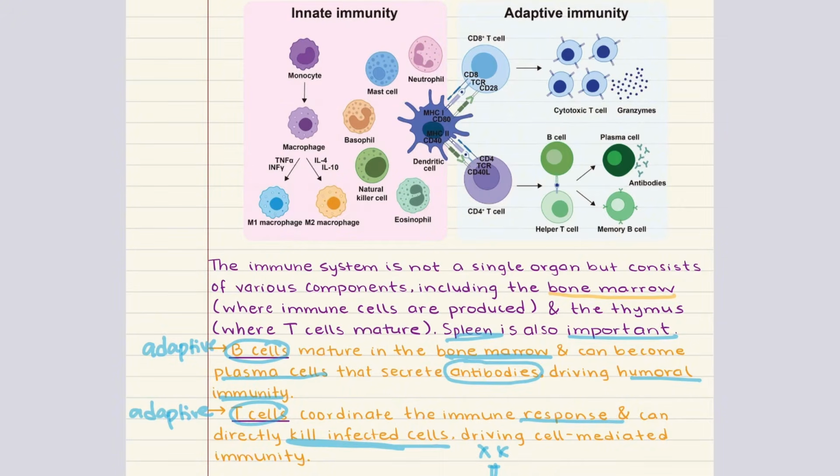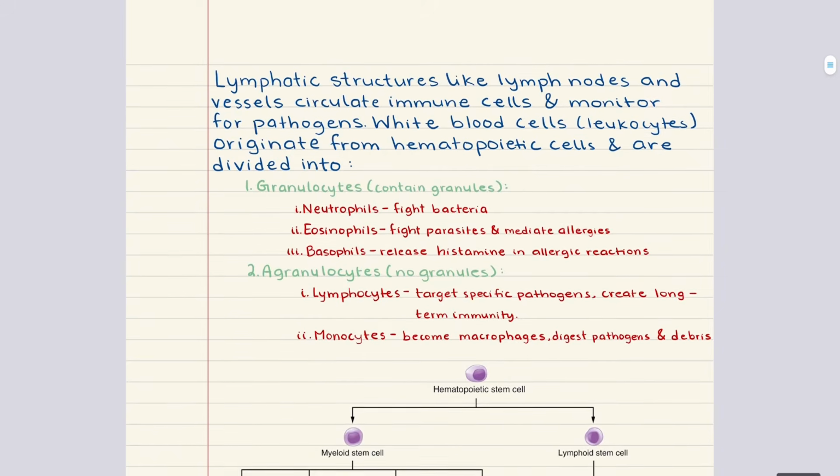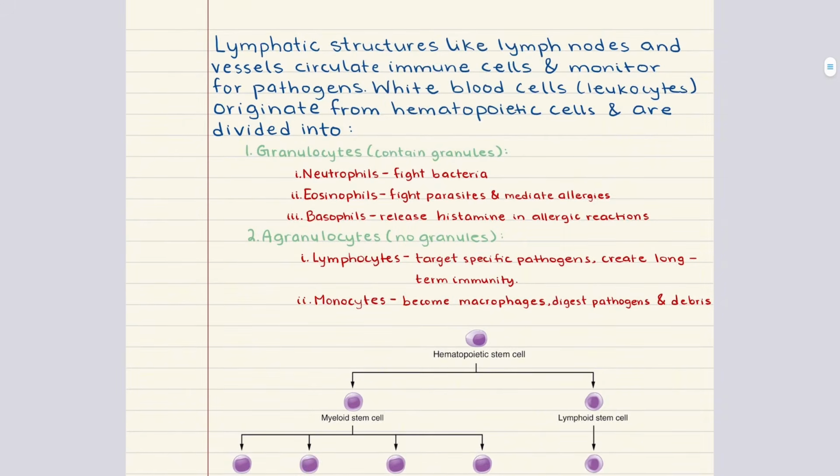Another important structural component of the immune system is the network of lymphatic structures. Lymph nodes and lymphatic vessels, they circulate immune cells throughout the body and act as checkpoints where these cells can monitor for pathogens. In addition to lymph nodes, other immune tissues are distributed throughout the body. They include the gut-associated lymphoid tissue, or GALT, which contains Peyer's patches in the small intestine, as well as the tonsils, the adenoids, and the appendix. All of these structures, they help detect and respond to pathogens that are entering through various body surfaces.